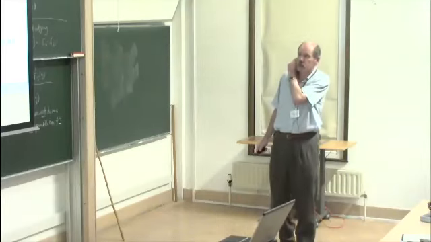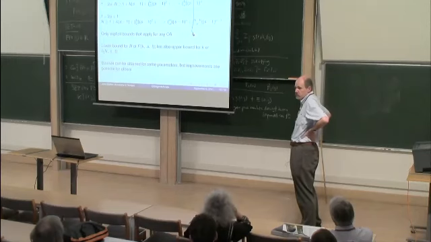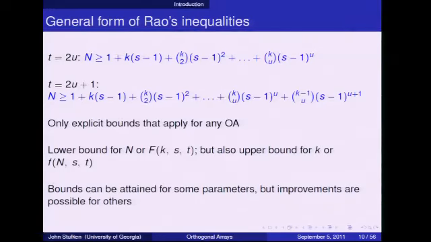And here are the general forms for even strength and for odd strength. It's a very nice inequality, I think. It's very explicit, very simple in form. They are sometimes very sharp. Sometimes you cannot improve them. There are other cases where they can be improved. But it's always a good starting point if you're wondering whether an orthogonal array exists or not. It's always a good starting point to go to these inequalities and see whether they're satisfied or not. And if they're not satisfied, then you can forget about it. Okay, so improvements are possible for some parameters.